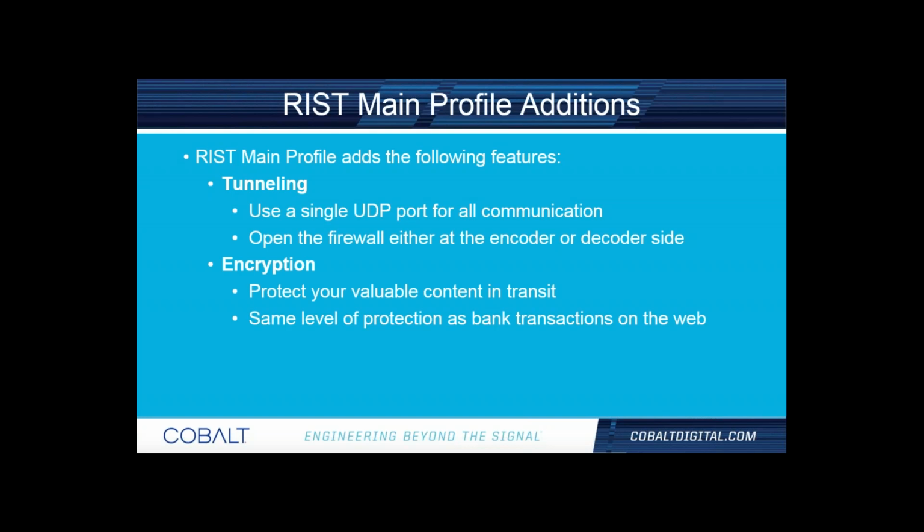The next thing is encryption. It's the stuff I told you. Your content's valuable, more often than not. It needs to be protected in flight when it goes through the internet. So RIST main profile offers the same level of protection as your bank. And in fact, you may have a contract that says you have to do that. So encryption is available, and the next thing is authentication.